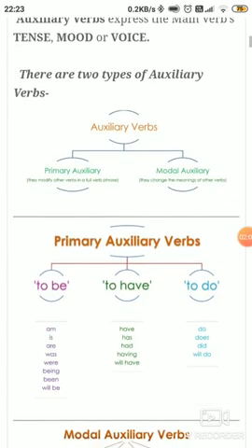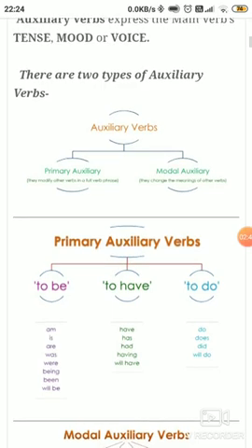And for the primary auxiliary, just in a nutshell, there are three branches of primary verbs: to be, to have, to do. Under the category of to be, we have words like am, is, are, was, were, been, being, will be. To have, under this category, we have five words: have, has, had, having, will have. And in the to do category, we have do, does, did, will do. This is the brief introduction regarding primary auxiliary verbs.